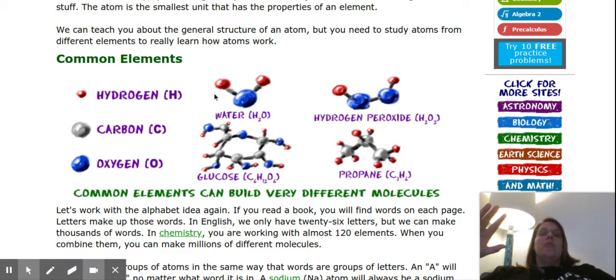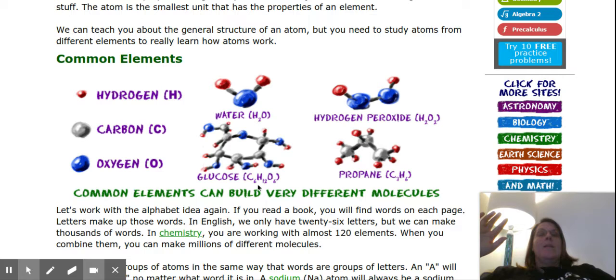So if you're looking at water, water has two hydrogens with these two red balls right here, and then one oxygen. Now, hydrogen peroxide, the stuff that sometimes your mom or dad puts on you to make sure you clean out a cut or clean something, hydrogen peroxide, on the other hand, has two hydrogen atoms, which is what that H2 means, and then two oxygen atoms, which is what those two red balls are, and what that O2 means.